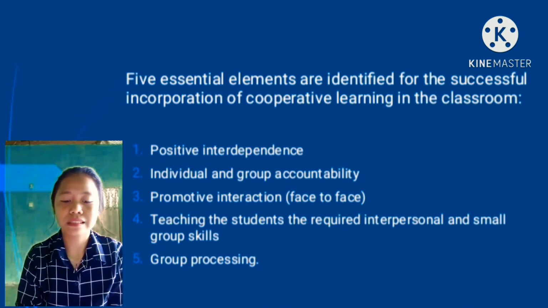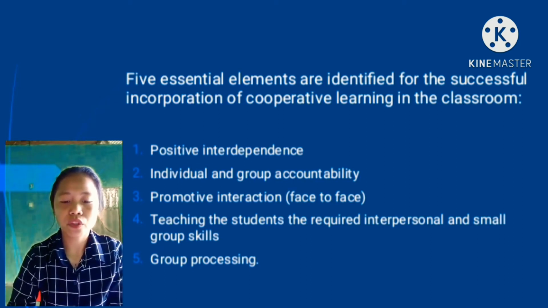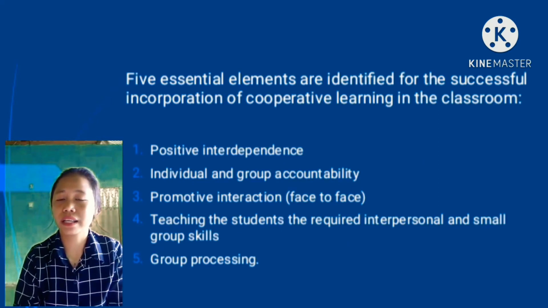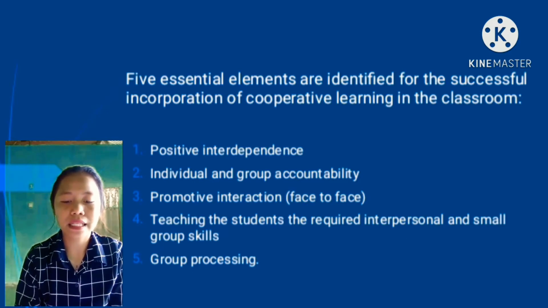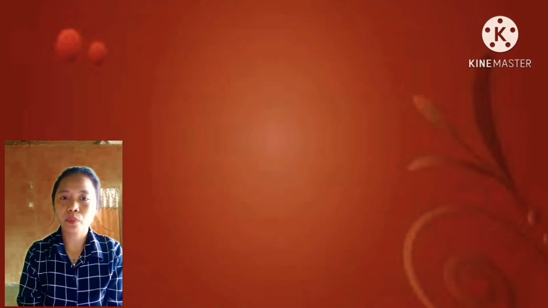And the fourth is social skills, meaning group members gain direct instruction in the interpersonal, social, and collaborative skills needed to work with others. And the last is group processing, meaning group members analyze their own and the group's ability to work together. Okay, next explanation will continue by my friends.